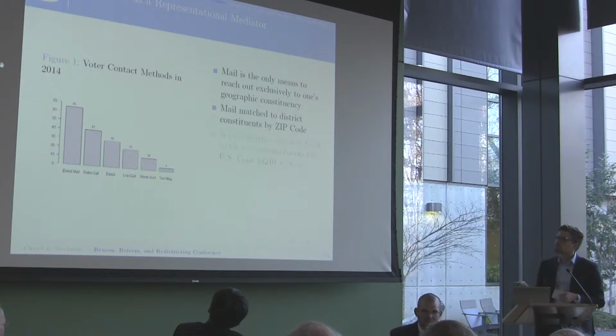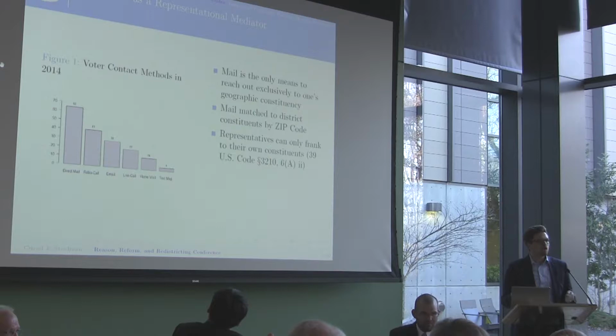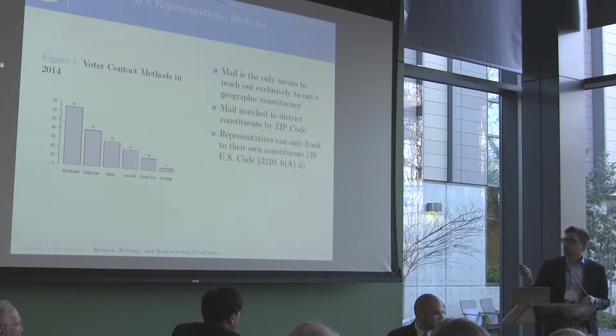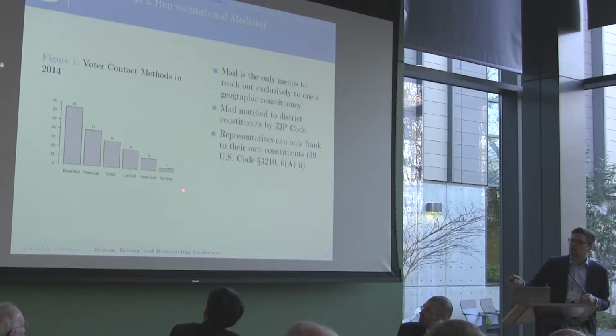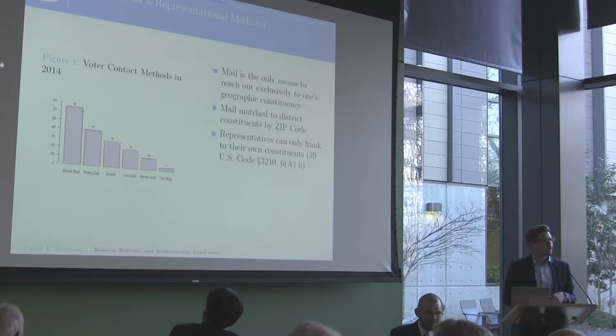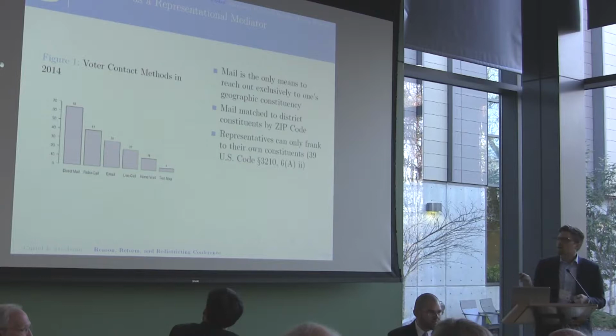For members, this is important because representatives, particularly in Congress, are only allowed to frank to people in their district. They're not allowed to frank to someone else's constituents. So when they're sending out this mail and trying to canvass their entire geographic constituency, zip codes play a key role in that. We can see here on the electoral side that direct mail, this largest bar here, is still the most common method by which candidates communicate with their geographic constituency. This is from data from 2014.